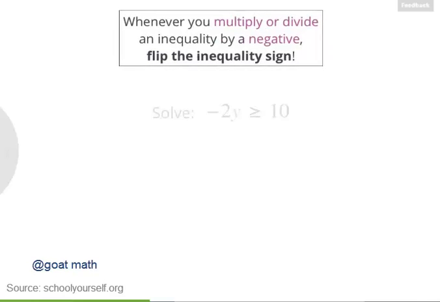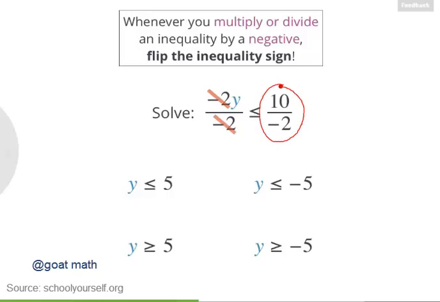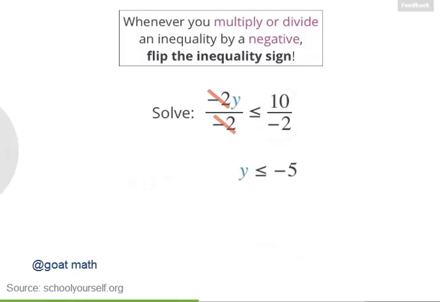Try another example. Solve the inequality -2y is greater than or equal to 10, and don't forget about this rule. Excellent! To solve this inequality, you can divide both sides by -2. And because we divided by a negative, the greater than or equal sign flips around and becomes a less than or equal sign. Then the -2's cancel, and 10 divided by -2 is -5. So the correct answer is indeed y is less than or equal to -5.